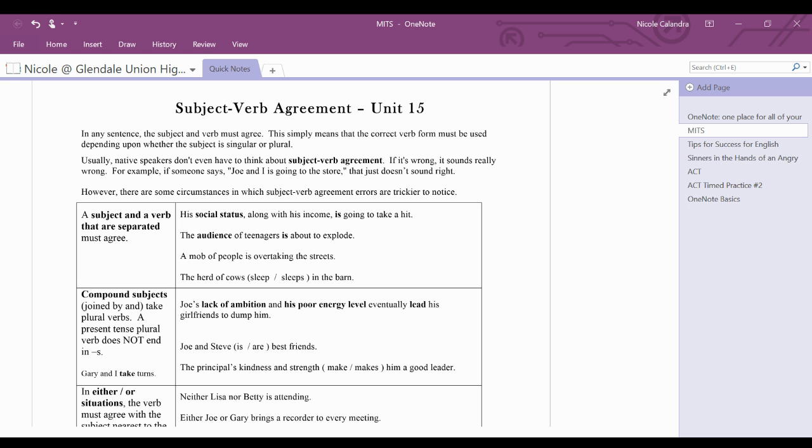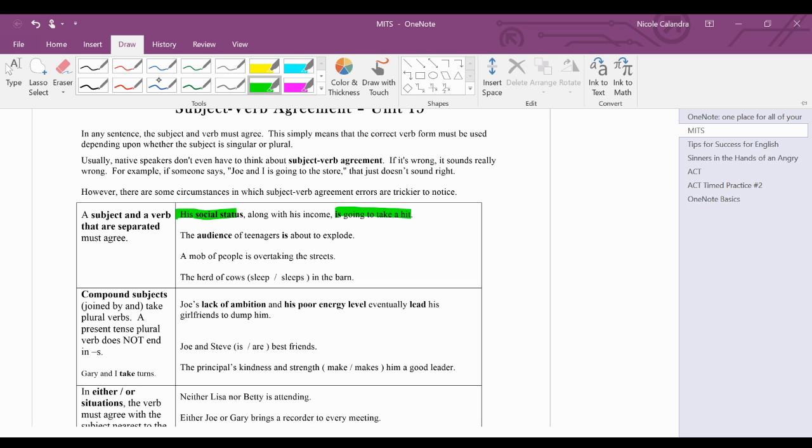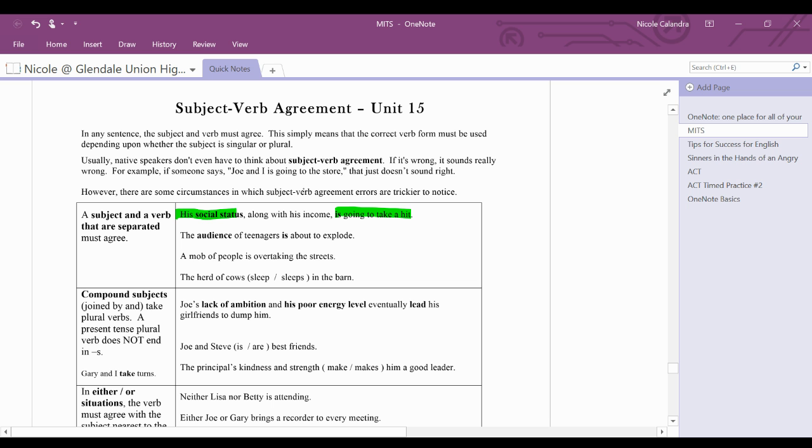His social status along with his income is going to take a hit. So sometimes you need to take out that middle phrase. So his social status is going to take a hit. So you just need to make sure that this agrees, okay? The audience of teenagers is about to explode.